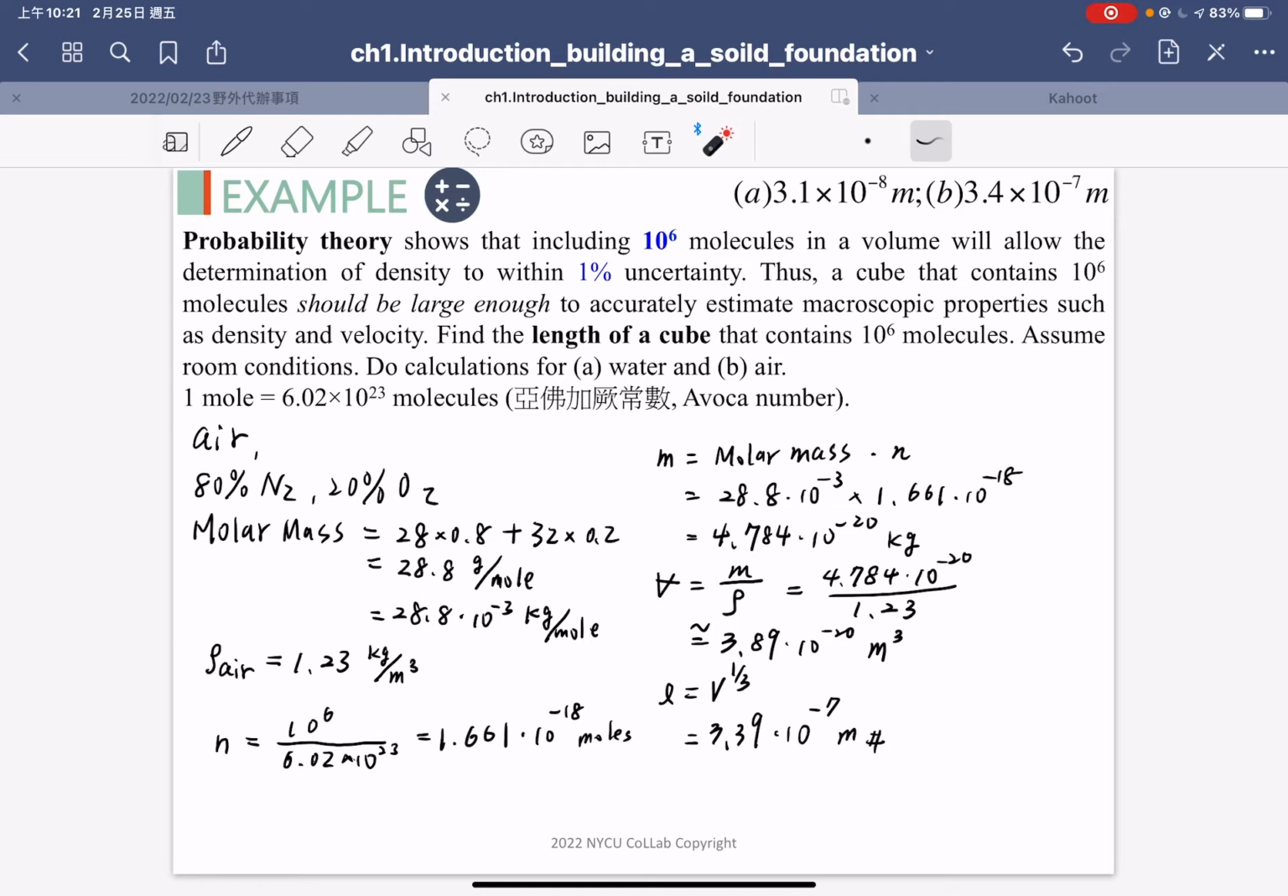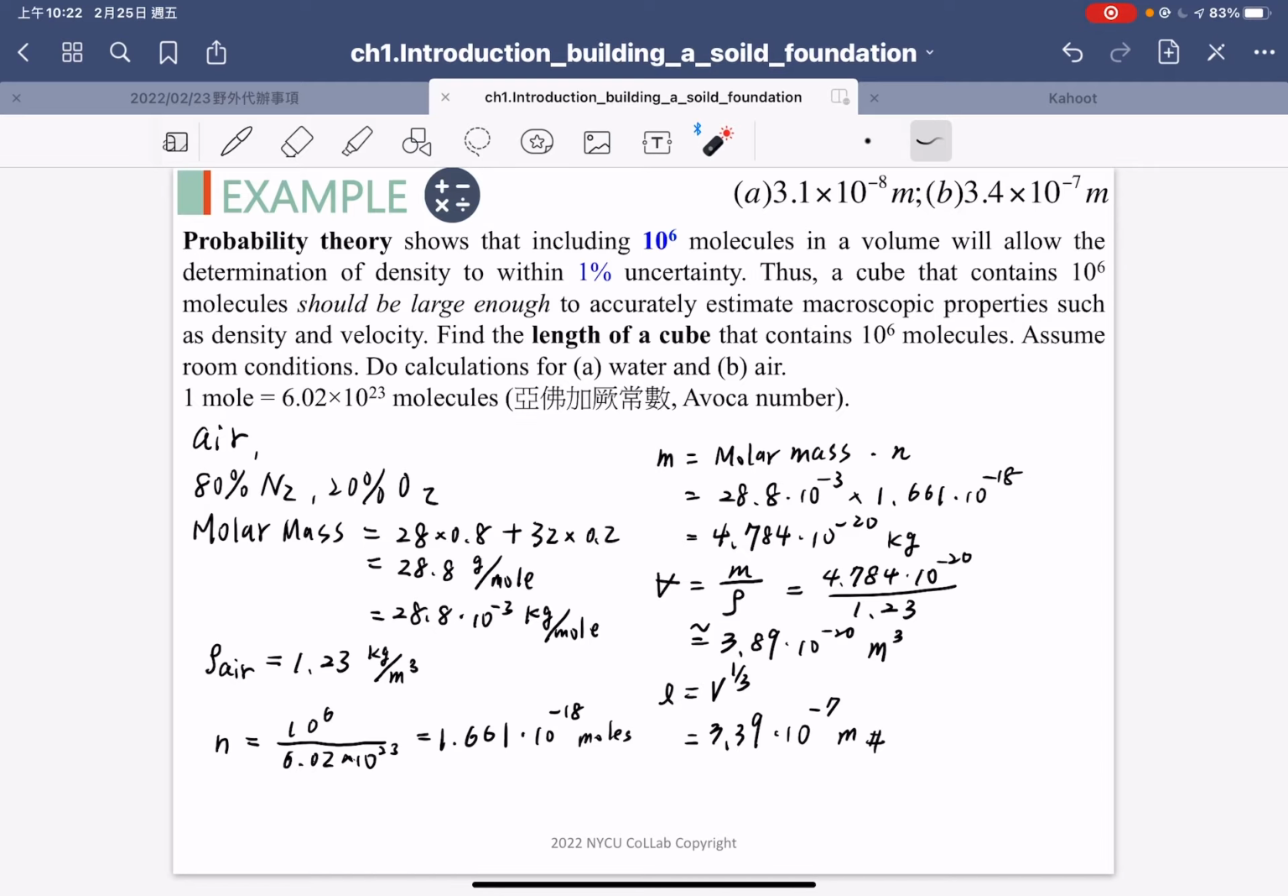But you cannot always cut the material. You should satisfy some ideas, the volume should be large enough. If you cut the material to become very small, the physical property will change. It's not correct, and that doesn't make sense, right? So this is a simple idea.